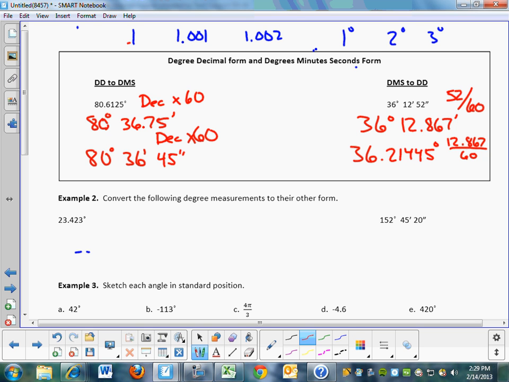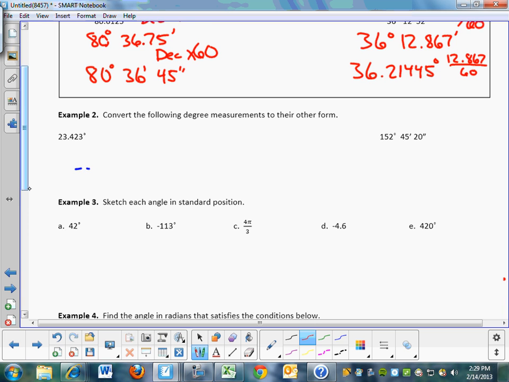What do you think? Why don't you try one on your own, okay? Try example 2. Convert the following degree measurements to their other form. So this one's currently in decimal form. You're going to go forward into degrees, minutes, seconds. And this one is currently in degrees, minutes, seconds. You're going to go back into degrees decimal, okay? Just like above. Why don't you give that a shot, and I'll hand out the stuff that you guys are getting right now.